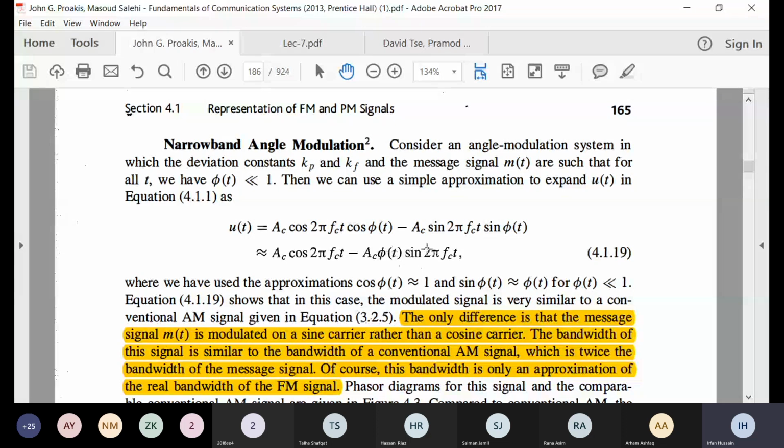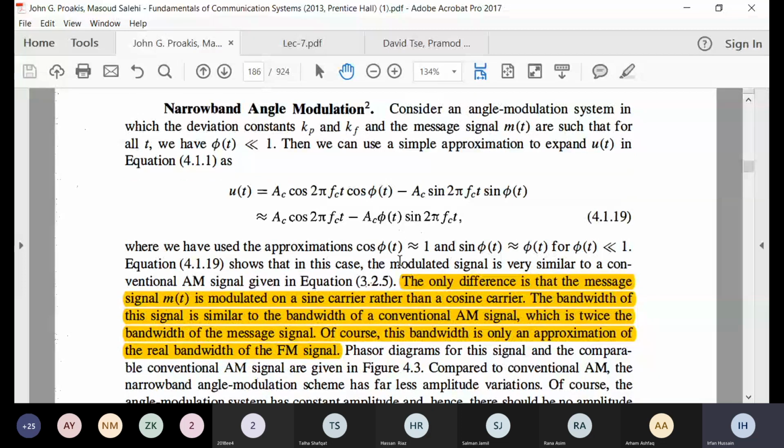Okay, and you can see this is the pure carrier and this is the double sideband signal. So its bandwidth will also be the bandwidth for narrow band. The bandwidth will be the bandwidth of the AM signal because it is the AM signal. This is an approximation. The phasor diagram is also shown here.